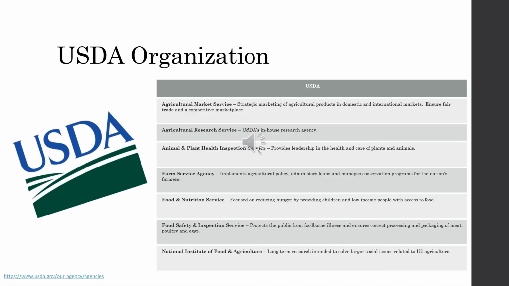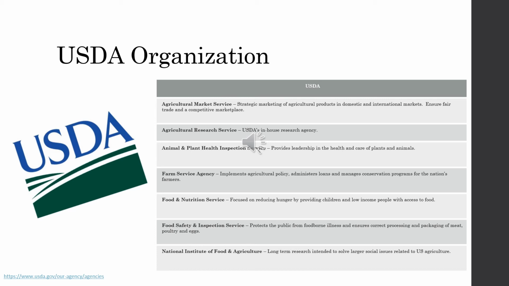We'll now review the organization of the USDA. The USDA itself is a cabinet-level position, and underneath the USDA, there are several agencies. These include the Agricultural Marketing Service, which is the strategic marketing of agricultural products in domestic and international markets. They ensure fair trade and a competitive marketplace. The Agricultural Research Service, which is USDA's in-house research agency. The Animal and Plant Health Inspection Service, which provides leadership in the health and care of plants and animals.